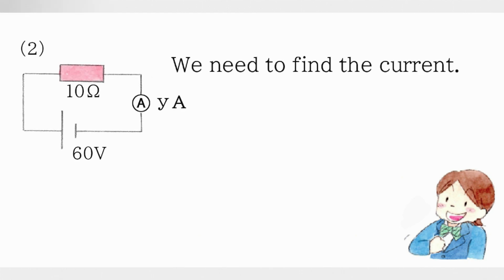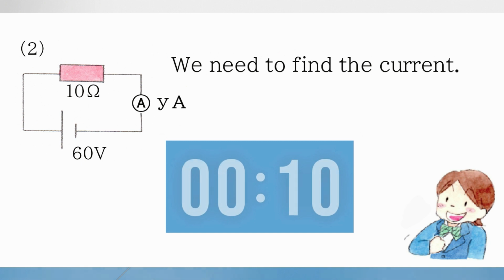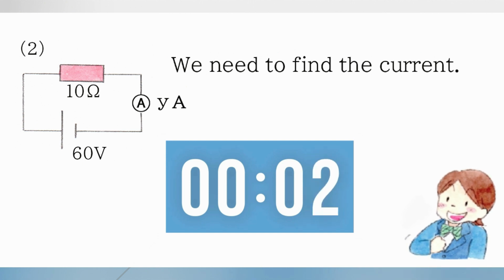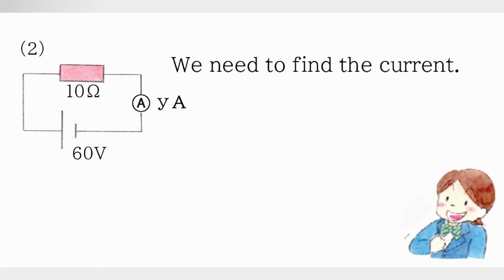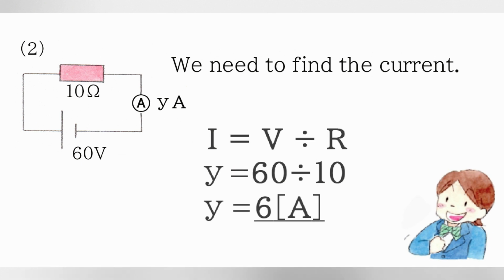We need to find the current. I equals V divided by R, Y equals 60 divided by 10, Y equals 6 amperes.